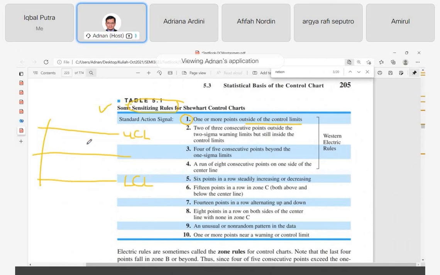Let's see rule number two. Rule number two is 2 of 3 consecutive points outside the 2 sigma. The meaning here is we divide this. Let me exaggerate a little bit and put a bigger area.